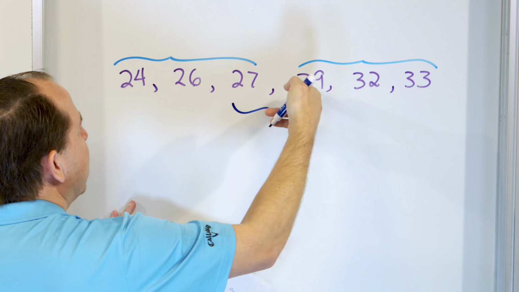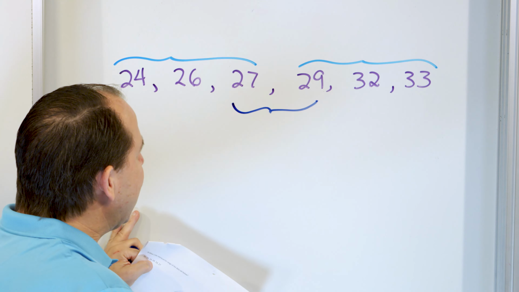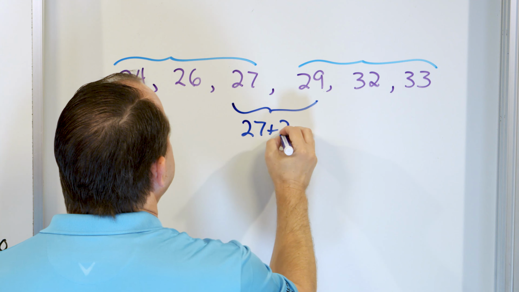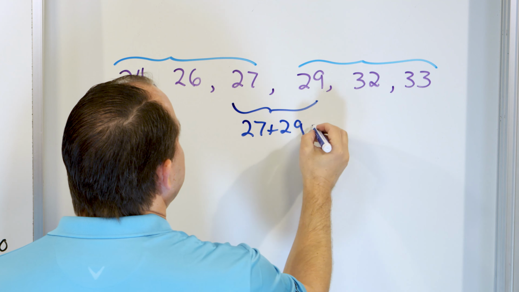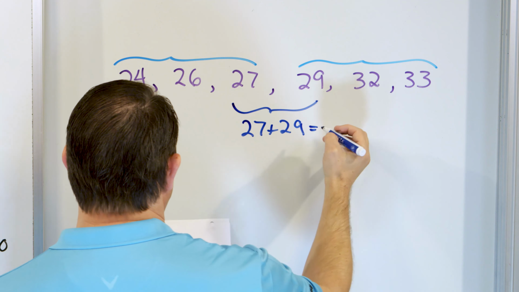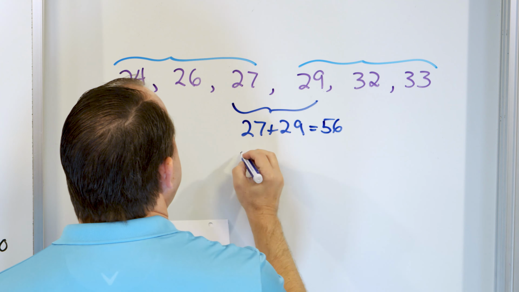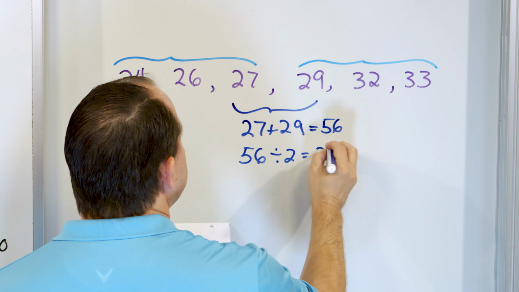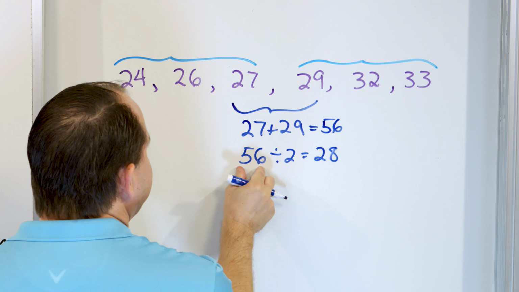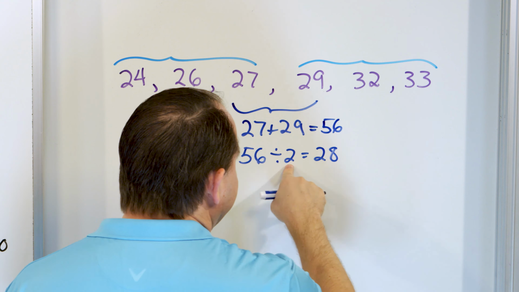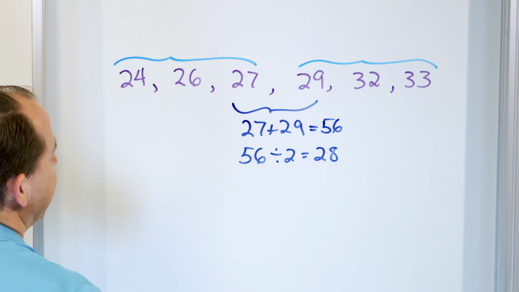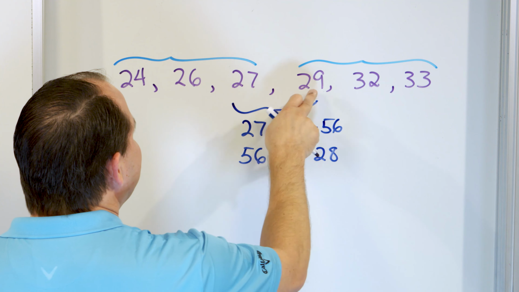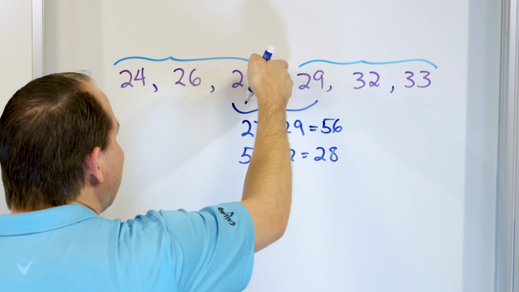Now, what is between 27 and 29? It's got to be 28. We know this, but to calculate it, you take 27 plus 29, and you get 56. And when you take 56 and divide that by 2, you get 28. You can do the long division off to the side, or you can multiply 2 times 28 and convince yourself that it equals 56. But you want to check to make sure the answer makes sense. It should be the average of these numbers, which is the number in the middle, and 28 is in the middle.